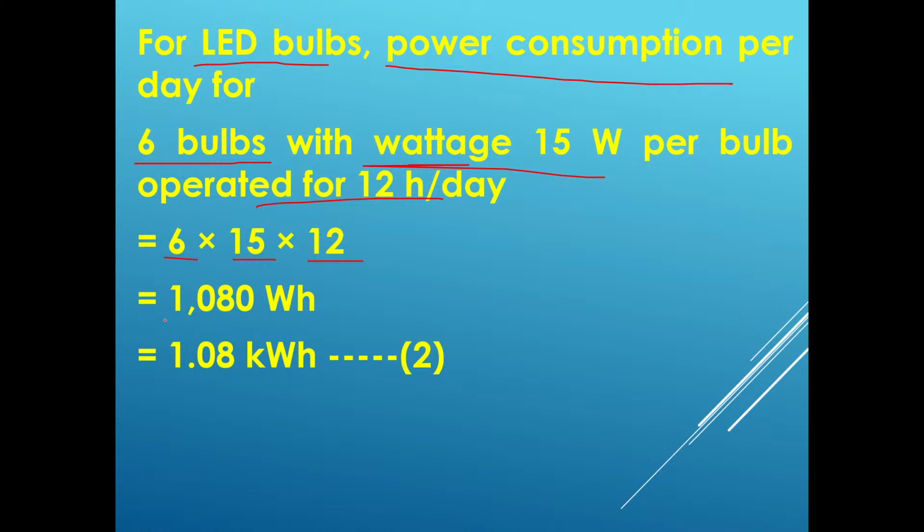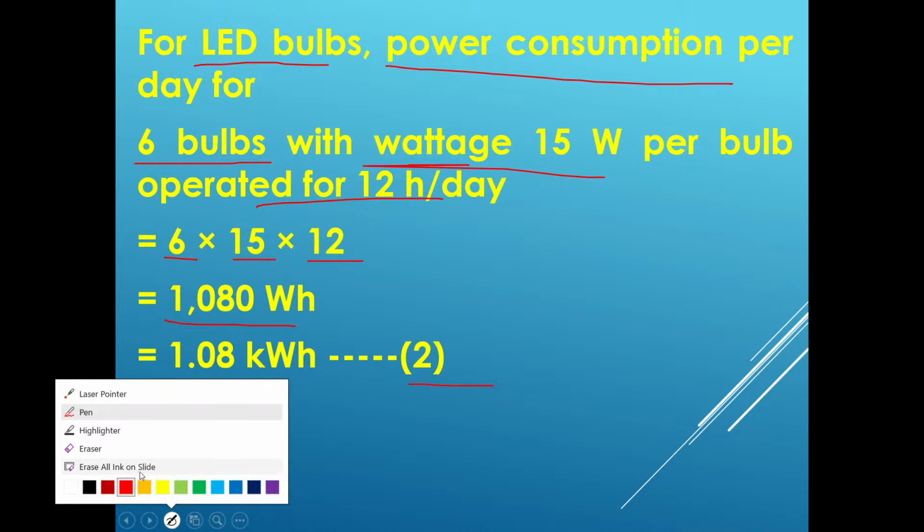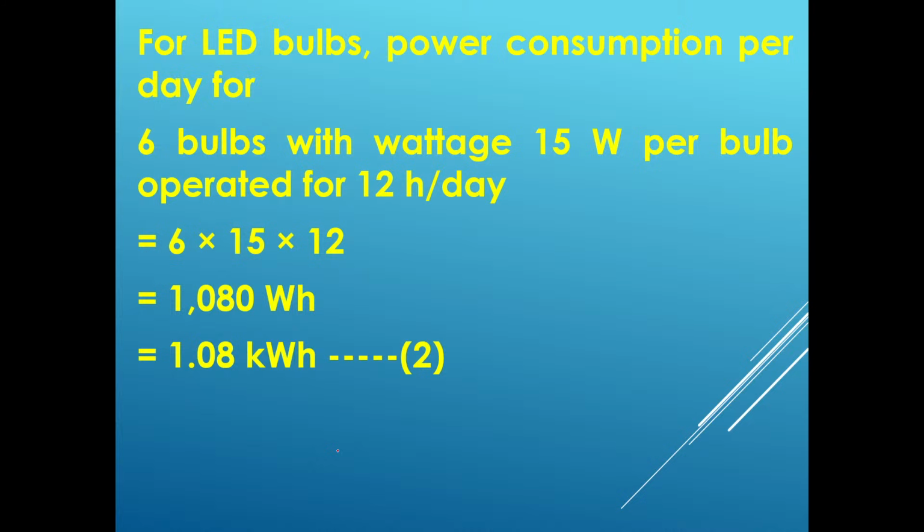So you just multiply all these three, you will get 1080 watt hour. So convert that into kilowatt hour. It is 1.08 kilowatt hour. So consider it as equation number 2.